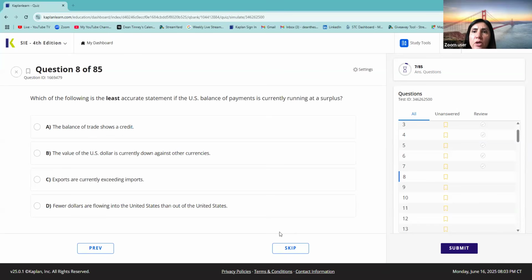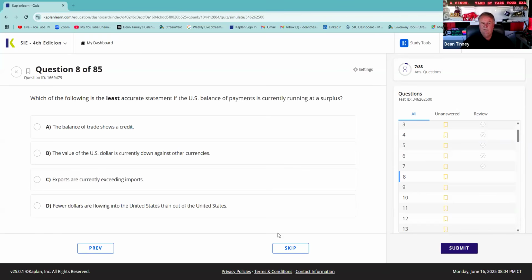I'm thinking we eliminate the A and B. You're right, because A and B are true surplus. If we have a credit, that means we got more foreign currency, yen, pesos, euros coming in than dollars going out. So you're correct that A is accurate. And you are correct that B is accurate, right? If the US dollar is weak, it makes our exports more competitive and imports less competitive.